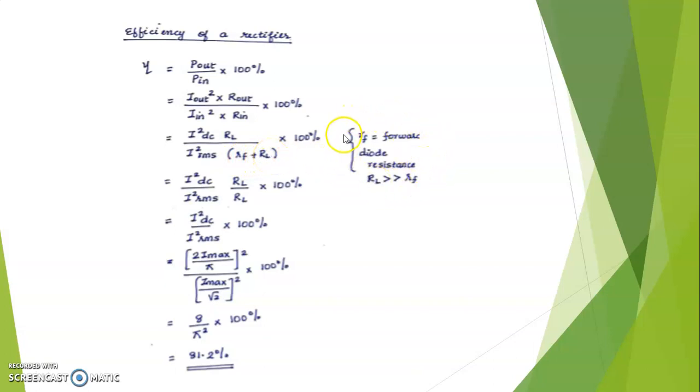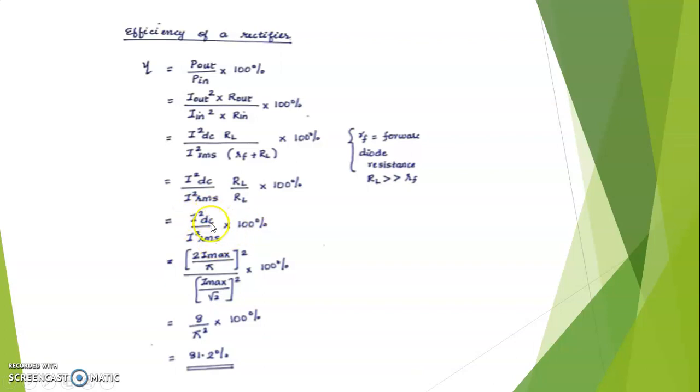So when we write like this, this RF term, the forward resistance of the diode, is very less when compared to the RL. So we can neglect that term. So in the next line, we can write RF is neglected, so we can write RL by RL. So what will happen now? These two terms will get cancelled. So in the next line, we'll get I squared DC by I squared RMS into 100%.